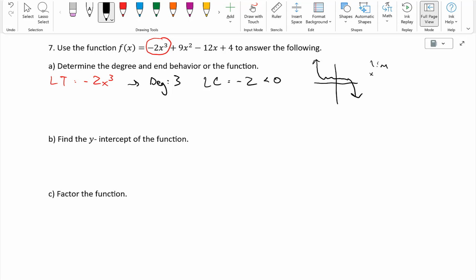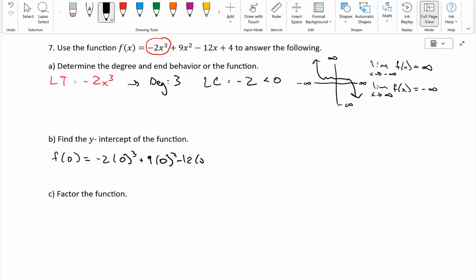We can say for our end behavior, our limit as x approaches negative infinity of f of x, our function, is positive infinity. So as we're moving out towards negative infinity, we go up to positive infinity. And our limit as x approaches infinity for f of x is going to go down towards negative infinity. So out to the right, we go down towards that negative infinity. We want to find the y-intercept, which is just f of 0. When it's in descending order, it's really, really easy. All those terms with an x are just going to go to 0, and we're going to be left with just that constant term. So our y-intercept is at (0, 4).